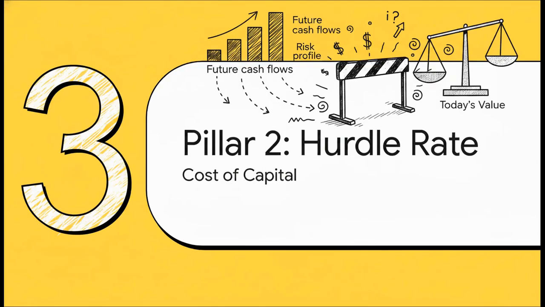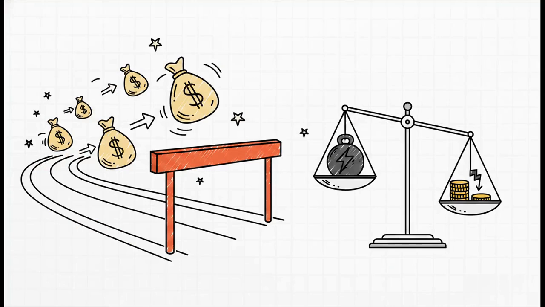Section 3, Pillar 2, the hurdle rate. Right, so we can't just add up all those future cash flows one to one. We have to discount them. And for that, we use the weighted average cost of capital, or WACC. Think of this as your corporate hurdle rate. It measures the blended cost of financing for your company.